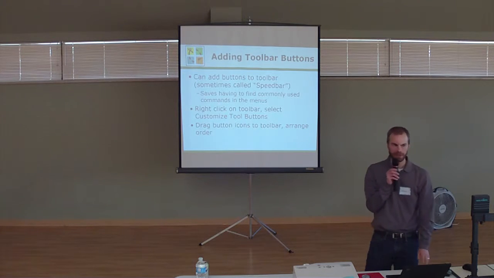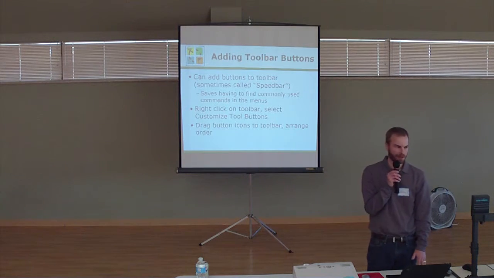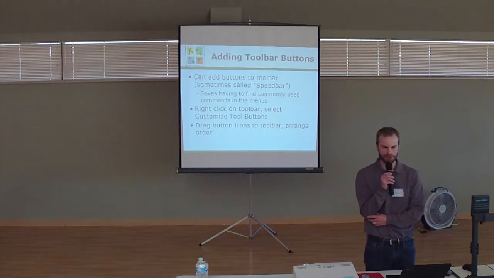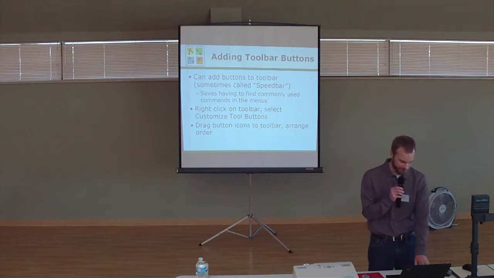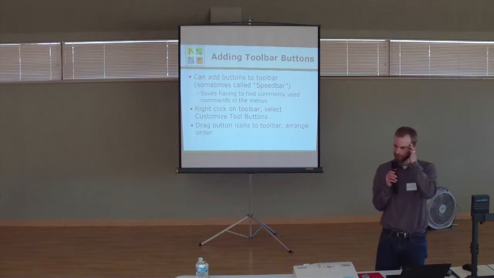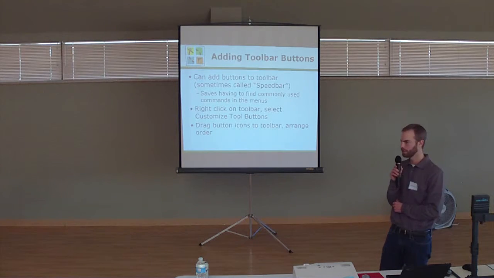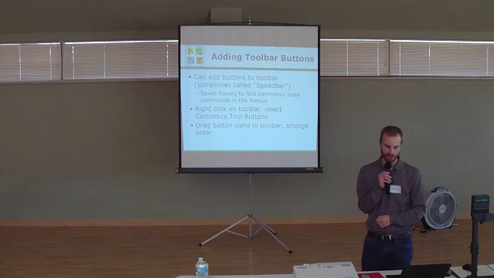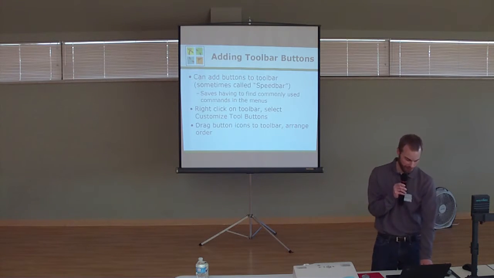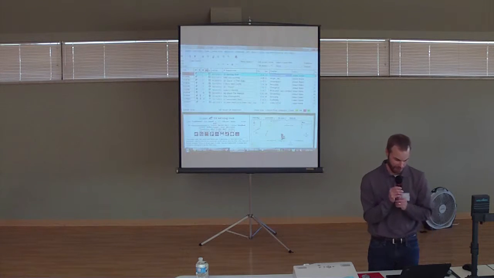One of the problems with GSAK is there's just so many menus, right? And it's not obvious that, hey, publish logs is under geocaching.com access. Does that make sense? For some people it doesn't, and that's what gets them goofed up. So you can add buttons to do these functions to the toolbar. GSAK calls it, in some cases, the speed bar. To do that, you simply go to the toolbar and right-click on it.